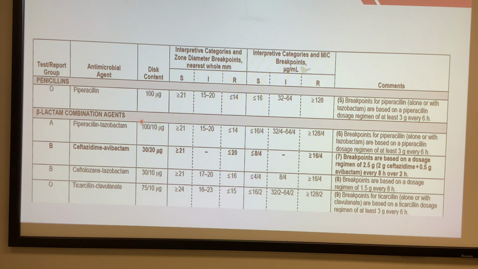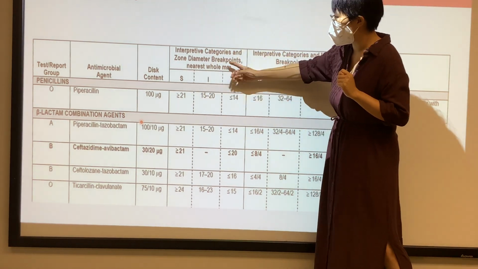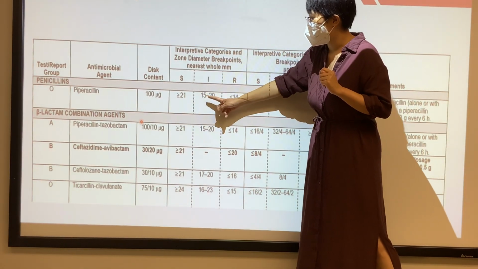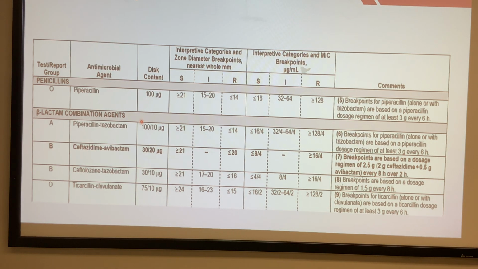Okay, so this is an example of a report for susceptibility. Take piperacillin as an example. You have reference cutoffs or breakpoints for susceptible, intermediate, and resistant. If your measured zone diameter is greater than 21 for that specific organism, then your organism is susceptible to this antibiotic. And if your zone of measurement is smaller than 14, then it's considered resistant.